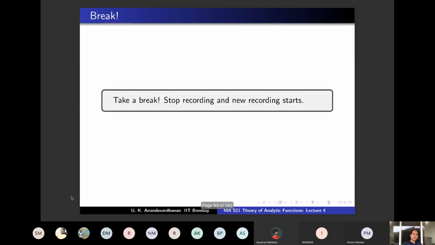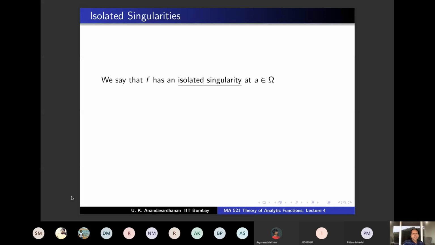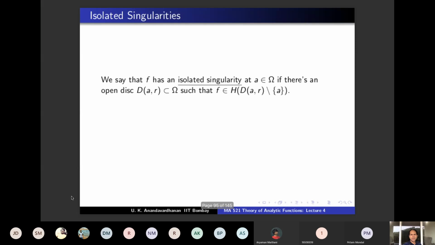So now let's come back to singularities. So singularity means what? Singularity means a point where maybe f is not defined, or even if f is defined, it's not holomorphic around that point. So we will give a definition of isolated singularity in one go. We will say that f has an isolated singularity at a point A if there is a small disk around A such that f is holomorphic everywhere except at A.